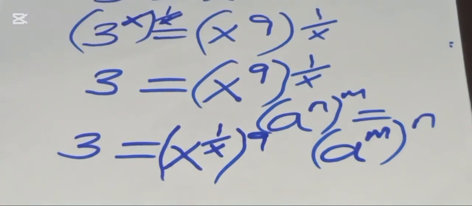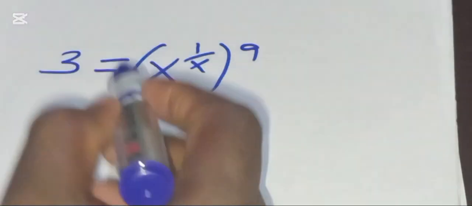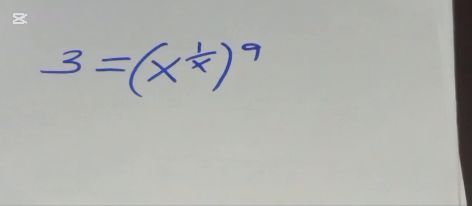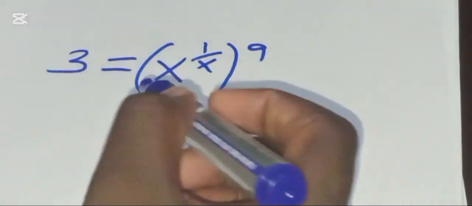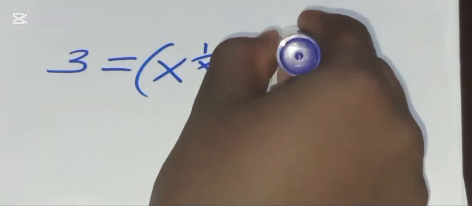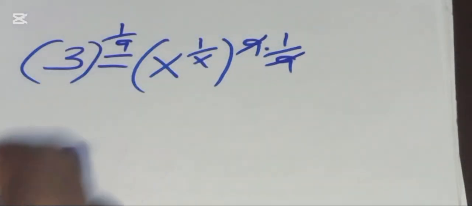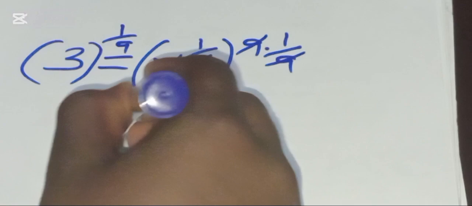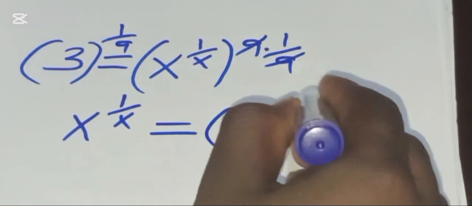So let's proceed. Have 3 is equal to x to power 1 over x raised to power 9. Okay. So here we have to ensure that we have the constant on the left hand side and the value of x on the right hand side. So what do we have here? So from what we have here, we have to multiply both sides by 1 over 9. Okay. Under the same case here, we multiply by 1 over 9. Okay. So that here we simplify so that we'll have, this is the same thing as x to power 1 over x. This is equal to 3 raised to power 1 over 9.